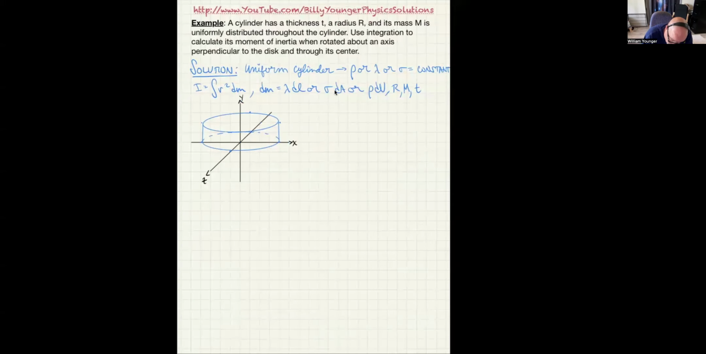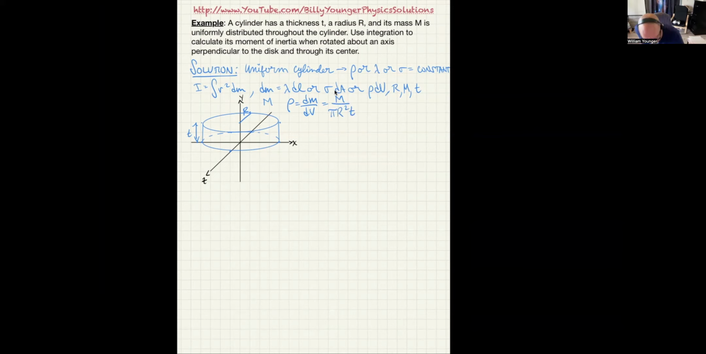And what I'm mentioning here is this cylinder, oops, erased everything. This cylinder has a radius R and a height T, and it has a mass M, and its density, which is dm over dV, is just going to be M over pi R squared T.